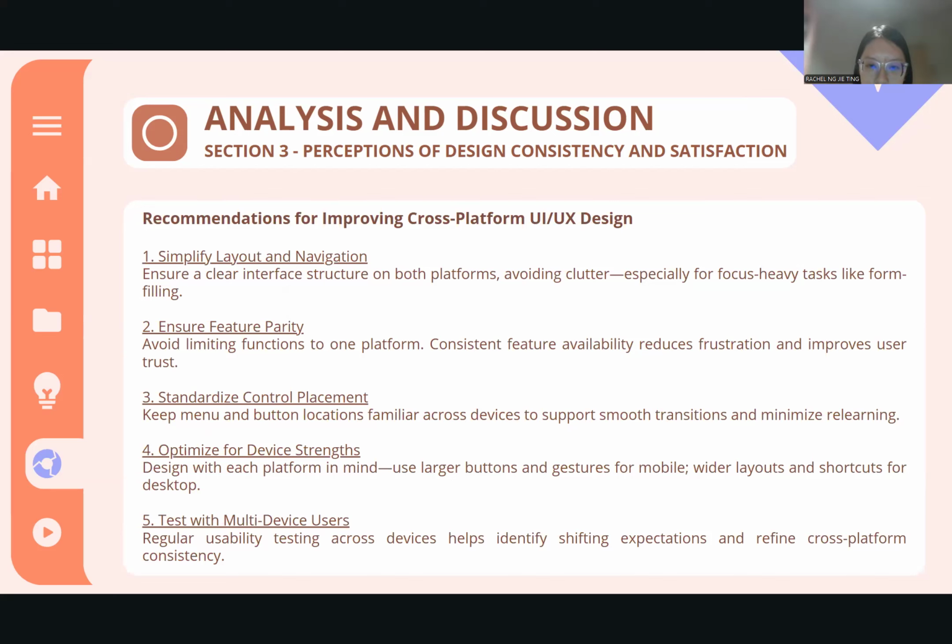Recommendations for improving cross-platform UI/UX design: simplify the layout and navigation by ensuring a clear interface structure on both platforms. Ensure feature parity by avoiding limiting functions to one platform. Standardize control placement by keeping menus and button locations familiar across devices to support smooth transitions and minimize relearning. Optimize for device strengths. Design with each platform in mind, and test with multi-device users.